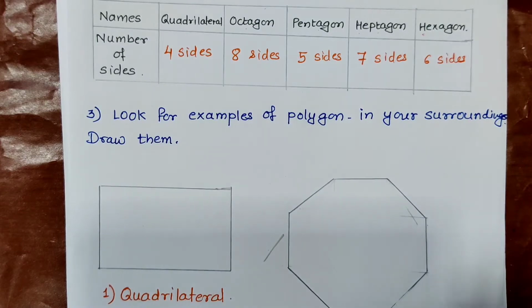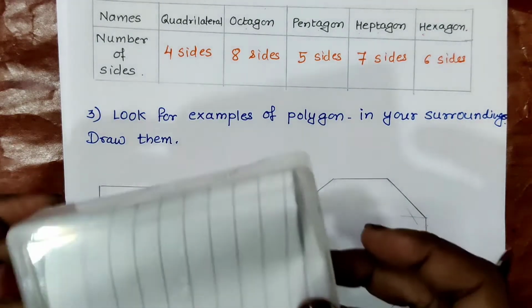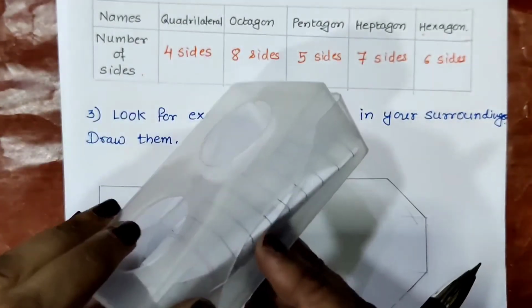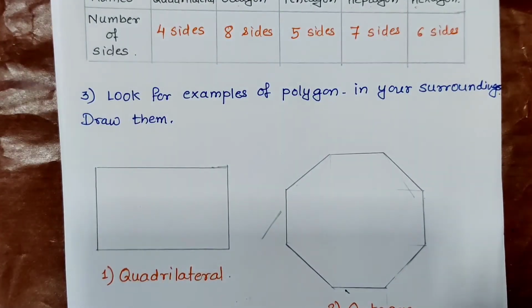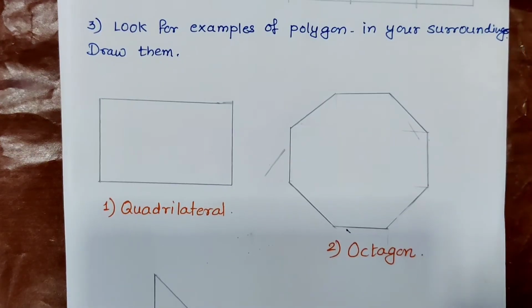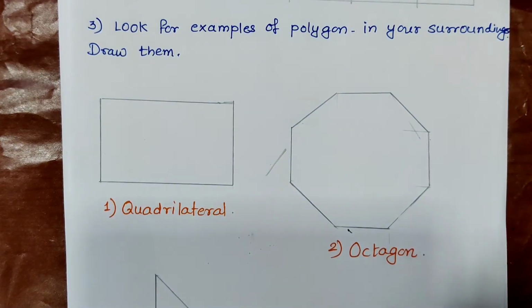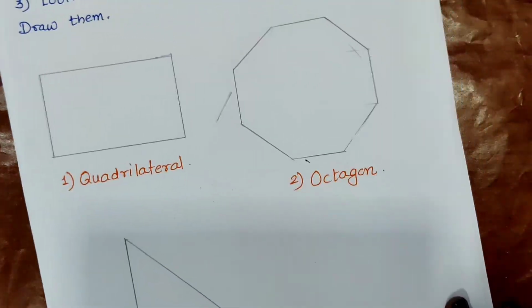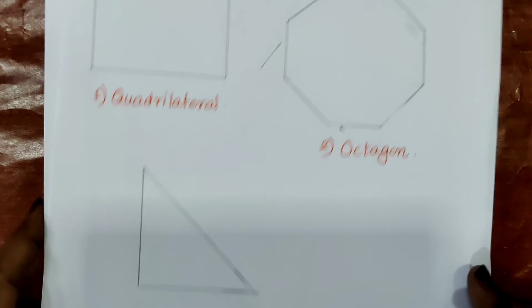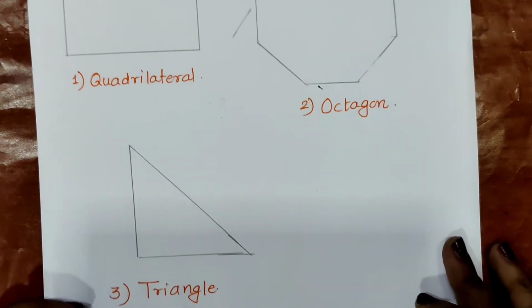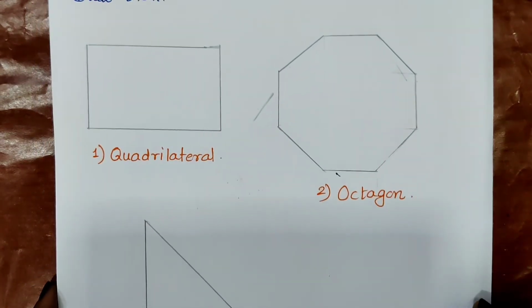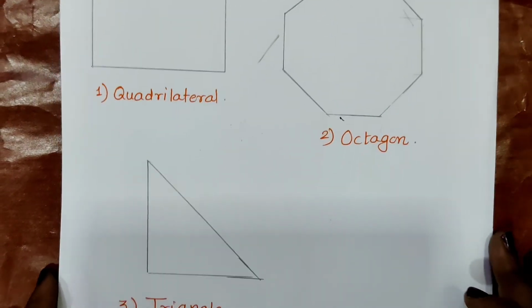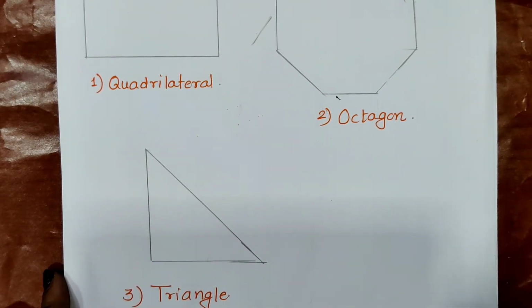So first I have drawn this card box, upper surface, which is rectangular in shape. Then I have drawn this upper surface of my steel tiffin box, which is octagonal shape. So I have written octagon. Then I have drawn this set square triangle, and which is a triangle. So you can choose any 4-5 objects and you can draw like this. It is not necessary my figures and your figures are same. Okay, now let us go on next question.